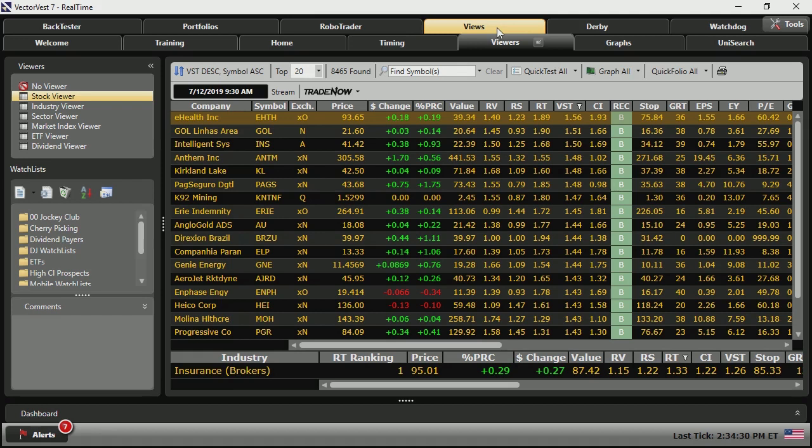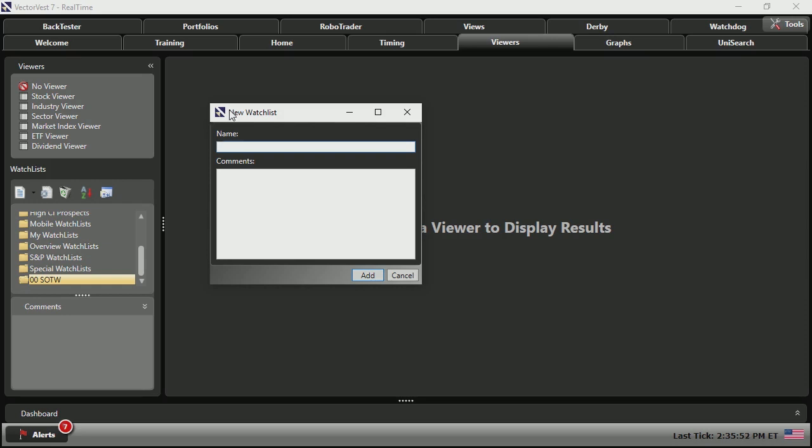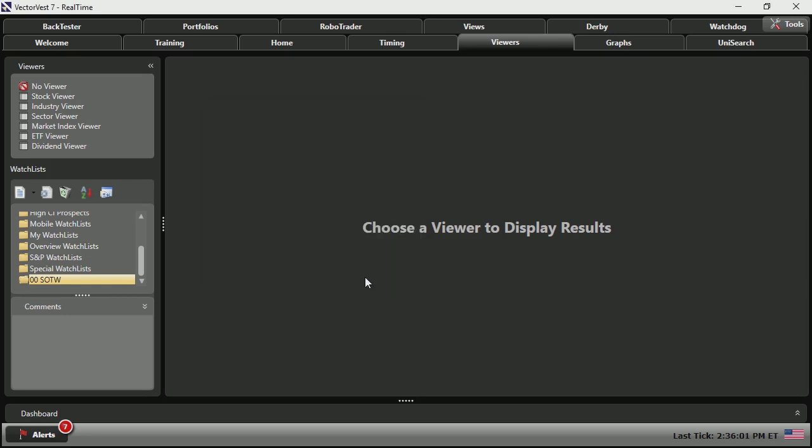To build that watch list, we'll simply go back to the viewer screen at the top, and over on the left-hand side, we have the watch list section. I've already gone ahead earlier and created the folder for this week's strategy of the week. So I'll simply click on it to highlight it, right click, and choose new watch list. Then I'll give it a name and click on add. And at the top of the blank screen is where you can add your symbols.